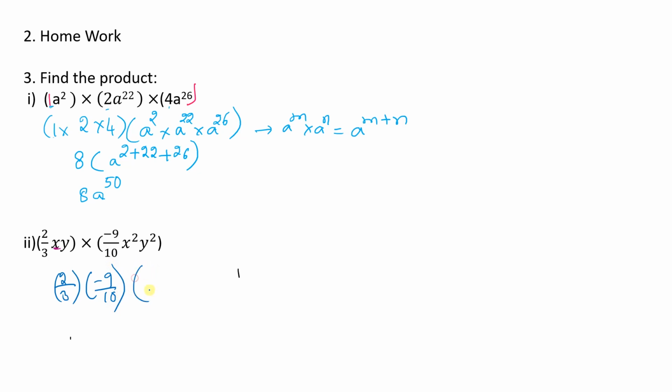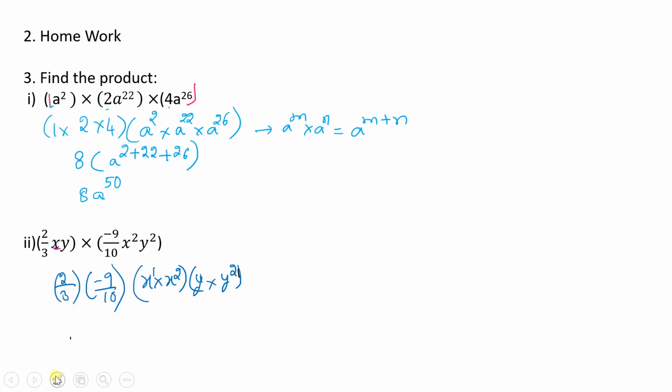Numerical coefficients into the product of, here we have x and here x square, x into x square, because you can multiply the like terms. You can make use of the laws of exponents for the like terms, right? Then y into y square, that is the same variables, y into y square.